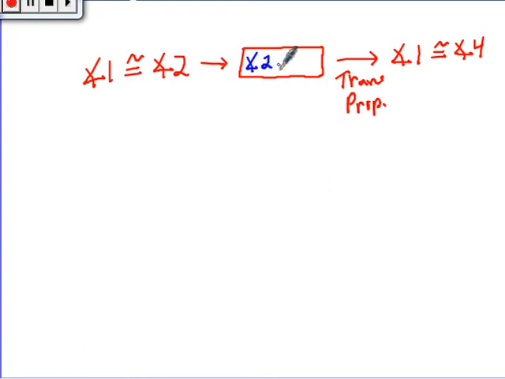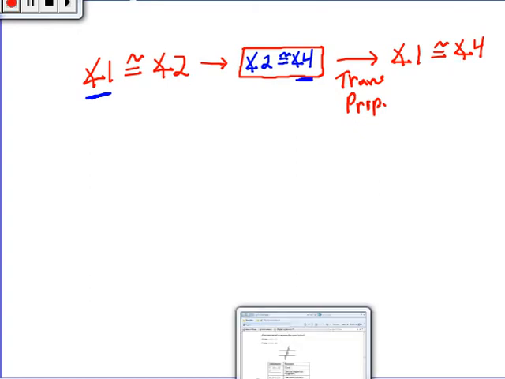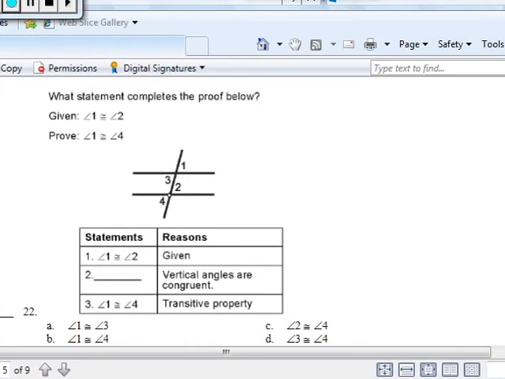Angle 2 is congruent to angle 4. Because if 1 is congruent to 2, and now 2 is congruent to 4, then we would know that 1 is definitely congruent to 4 by the transitive property. Now let's make sure that fits though. 2 and 4, are they? Yeah, those are vertical angles, so that would fit there. Angle 2 is congruent to angle 4.